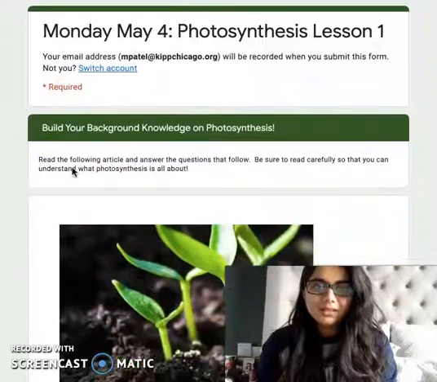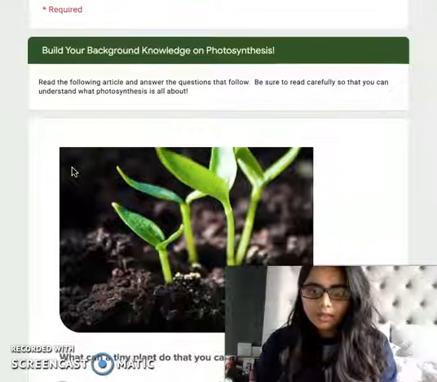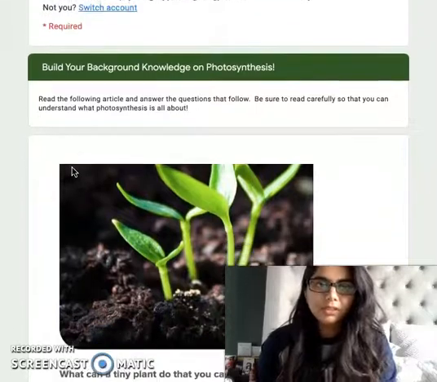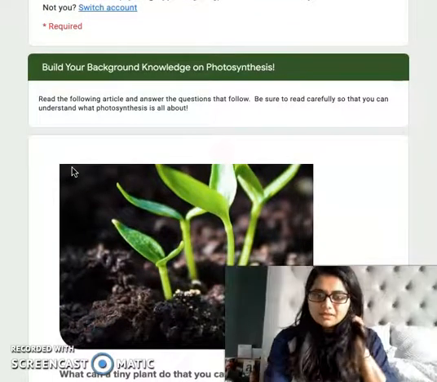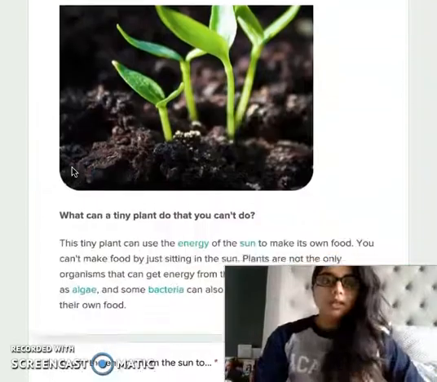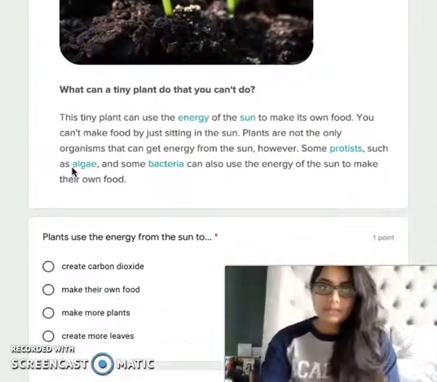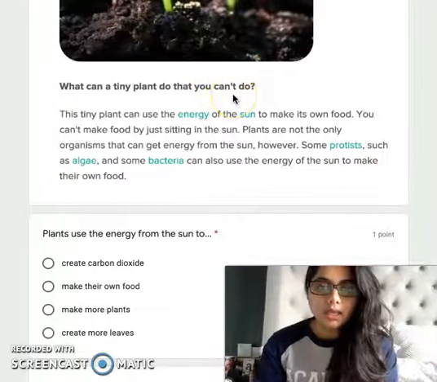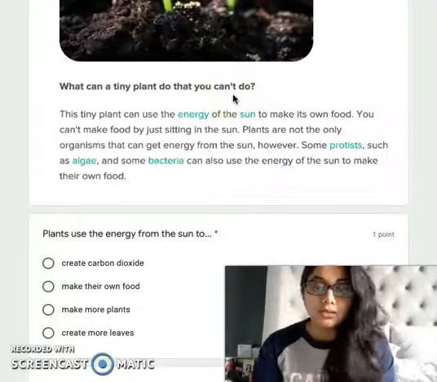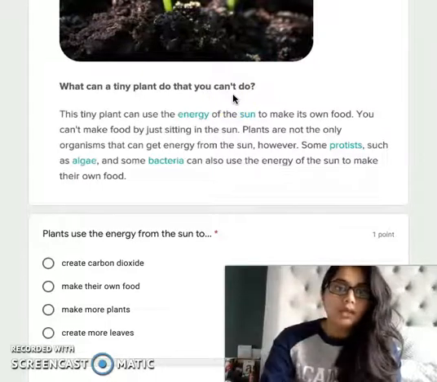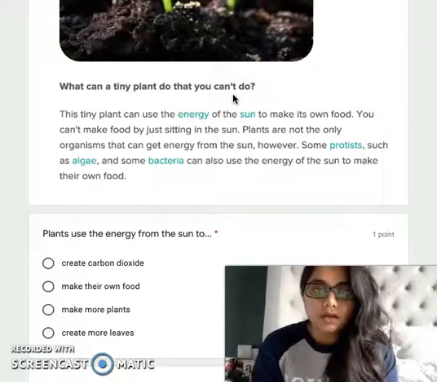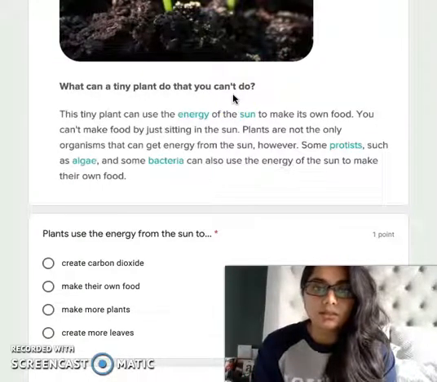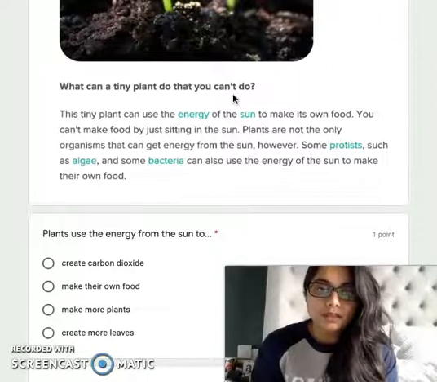Hey guys, okay, so let's go ahead and start on building our background knowledge on photosynthesis. Some of you might already know what photosynthesis is, but I'm going to start reading where it says right here: what can a tiny plant do that you can't do? This tiny plant can use energy of the sun to make its own food. You can't make food by just sitting in the sun.